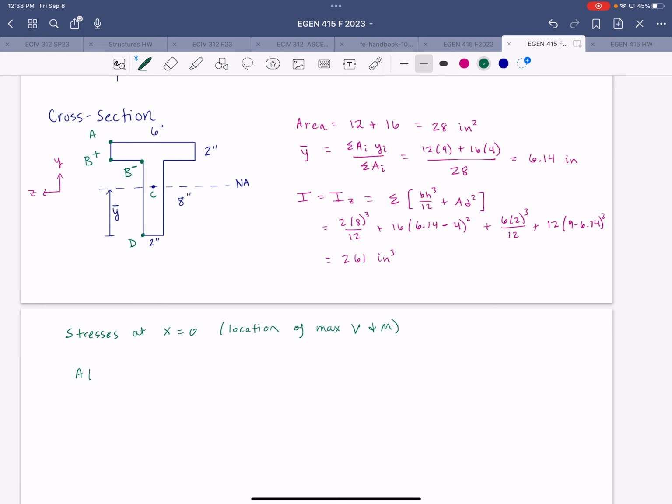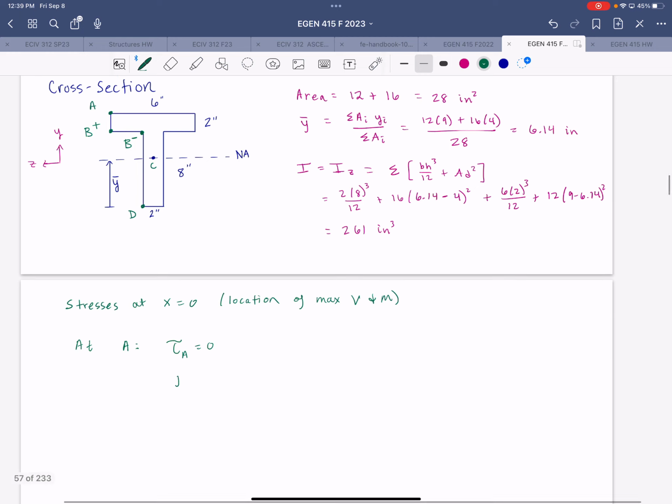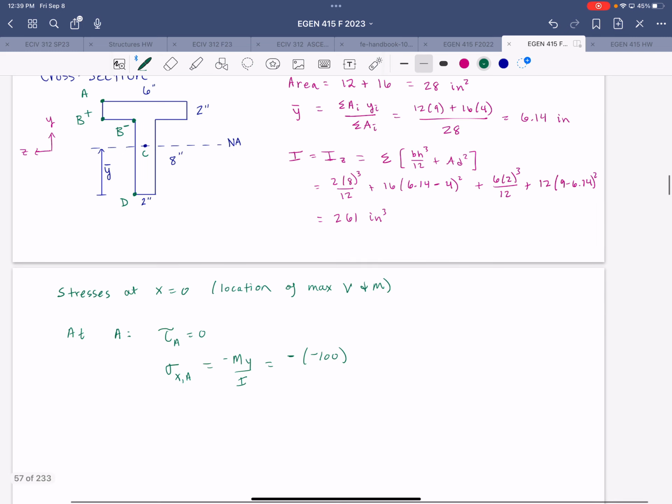All right, so first at point A, since it's an extreme fiber, we know the shear stress is going to be 0. All right, so that one's easy. The normal stress in the x direction at A will be negative M times y over I. So that's negative M, which is negative 100, so we have a double negative here. And that's in kip-feet, so we want to convert to inches.